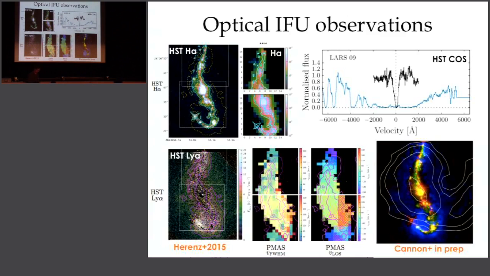We go and observe this sample with optical IFUs as well. We want to know what we can get: the intrinsic H-alpha morphology from HST, but we don't know how it moves. We don't know the kinematics of the ionized gas, and we just have narrowband filters. So we go and observe them with optical integral field spectrographs.